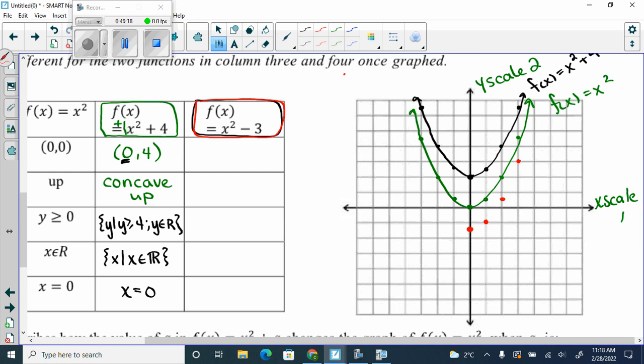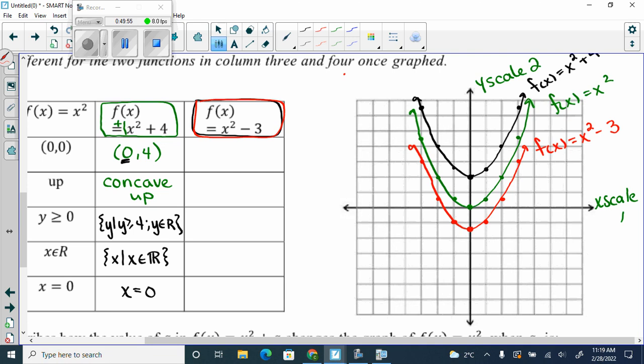1, 2, 3. Pretend that's straight. Why is the graph still concave up? I moved it down. It's still concave up because the x squared is still positive. That didn't change, right? I just moved the graph 3 down.